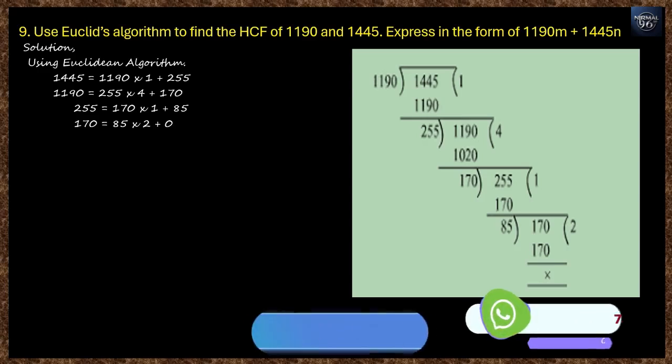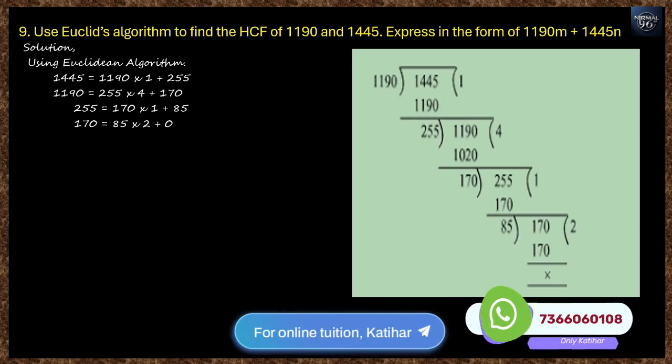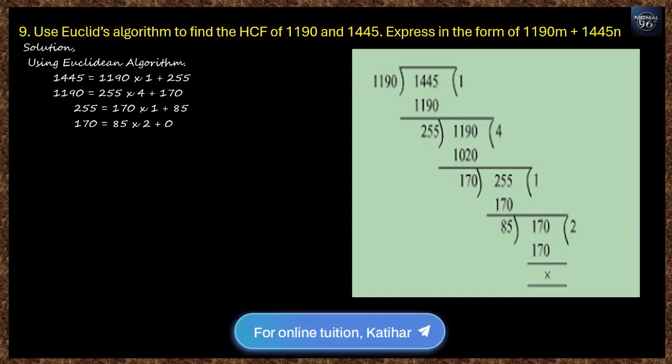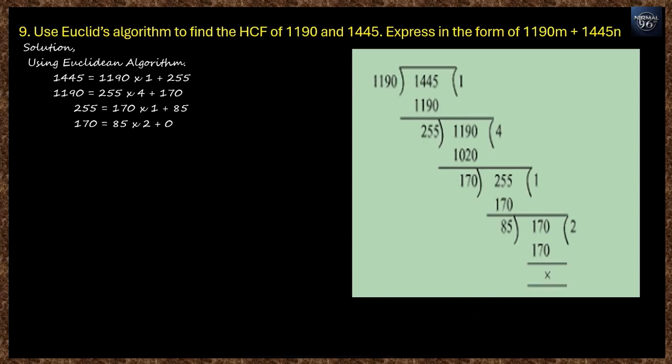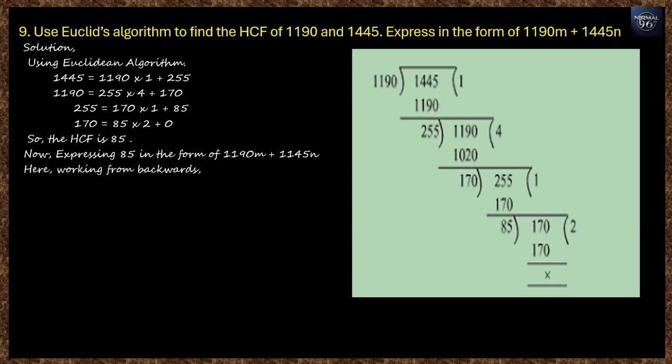We have discussed in an earlier video that the last non-zero remainder of the factorization is the HCF. So you can see here the HCF is 85. We have got the HCF, but the question is asking to express it in the form of 1190m plus 1445n. So now, expressing 85 in that form, let's work backwards.